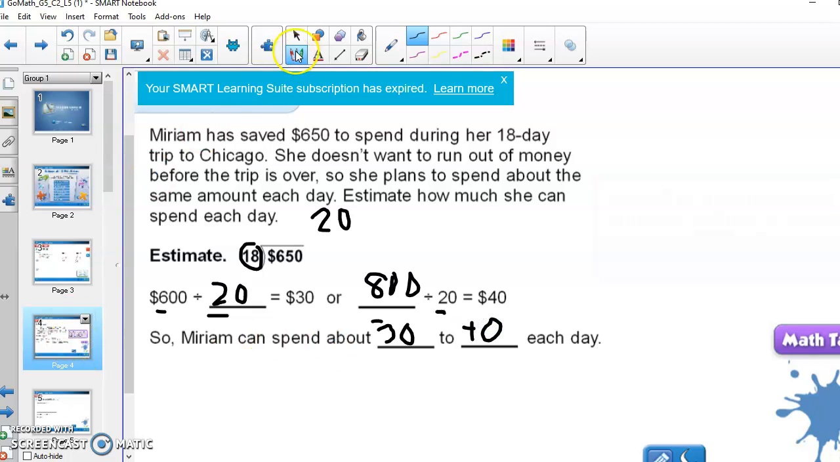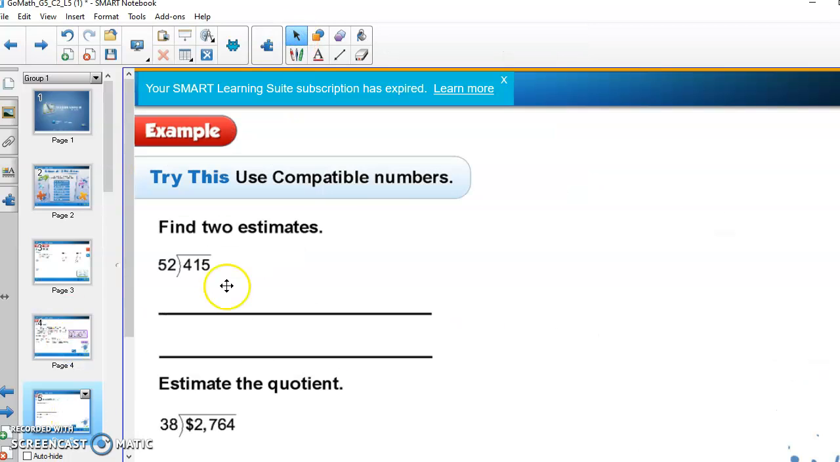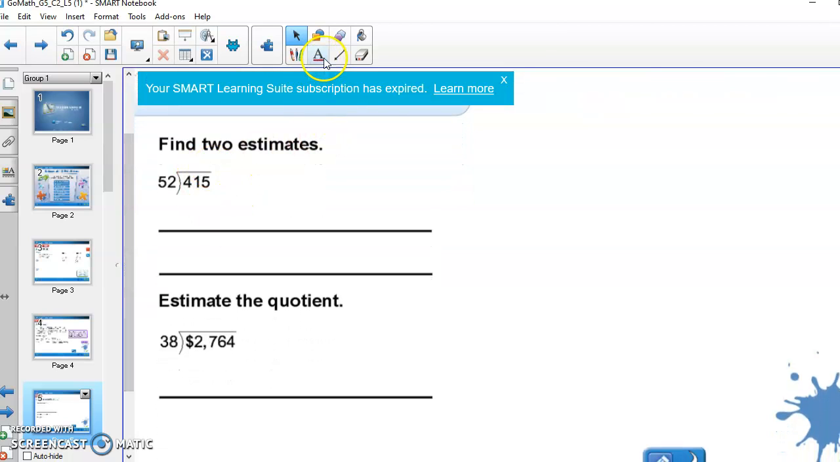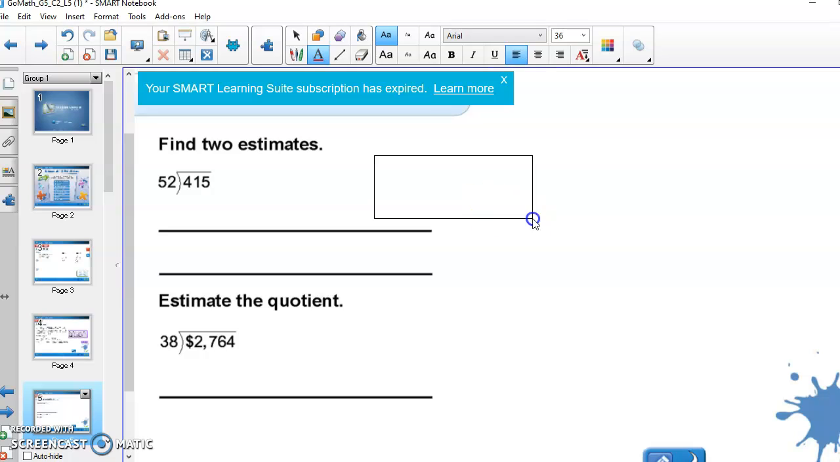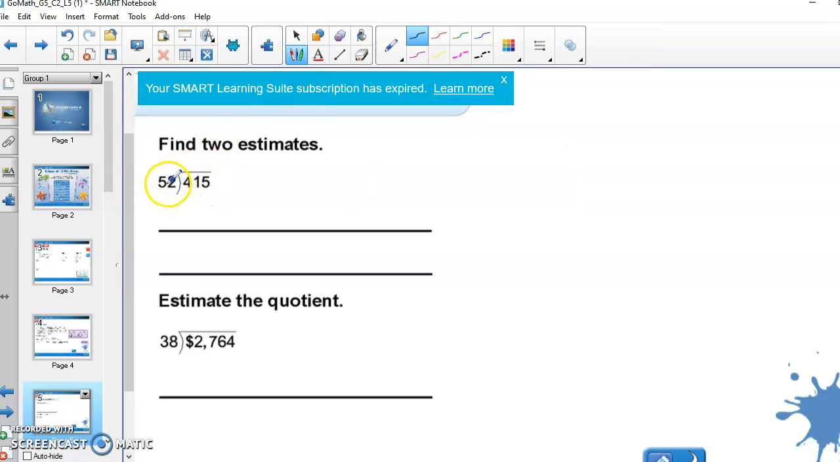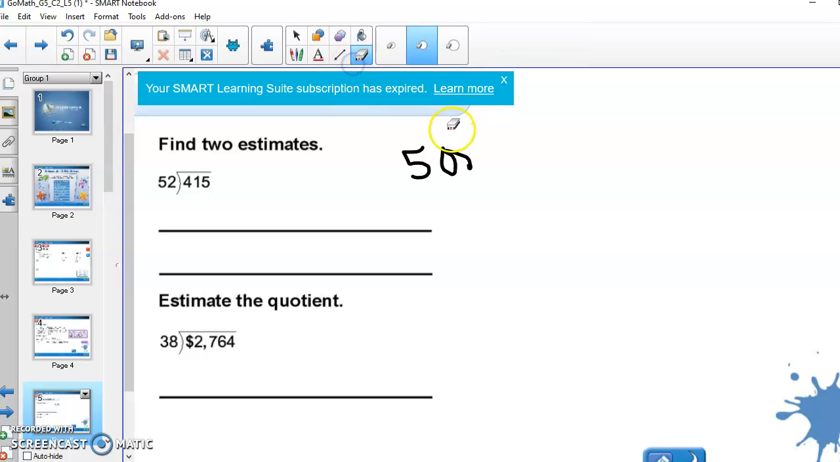All right, let's look at one or two more problems. Try this. Use compatible numbers, find two estimates. I'm going to try typing from here on out, though my division symbol is going to look a little bit different. We have 415 that we want to divide by 52. I'm going to start, there went my text box, by rounding the number 52 to 50. Ooh, let me erase that real quick. I got a little sloppy.